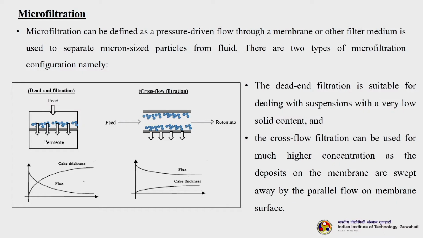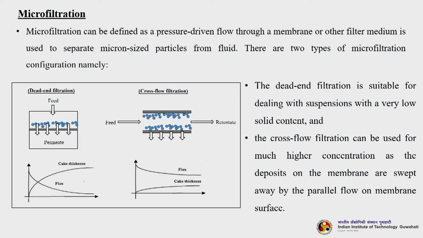Now, we will see one by one different membrane processes, and I will try to give a brief introduction about the different types of membrane processes, starting with microfiltration. As you know, microfiltration can be defined as a pressure driven process used to separate micron sized particles from fluid. There are 2 types of microfiltration configuration, namely dead end and cross flow filtration. We just saw under the classification the dead end filtration mode and a cross flow mode, and the dead end filtration is suitable for dealing with suspensions with very low solid content.